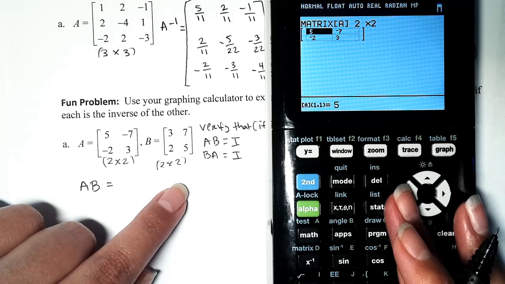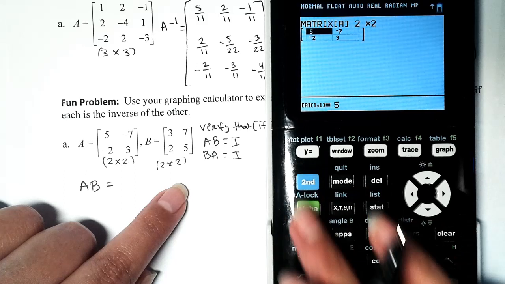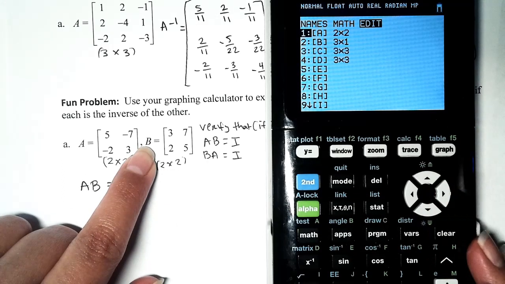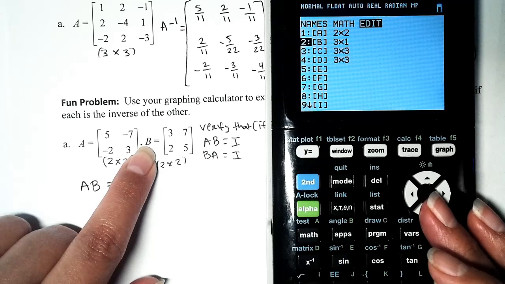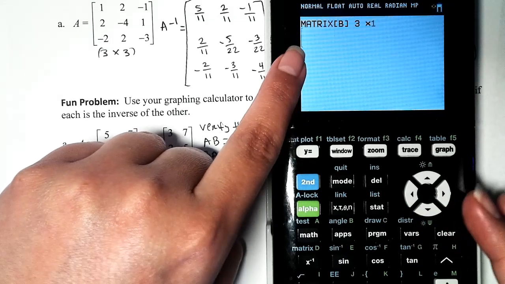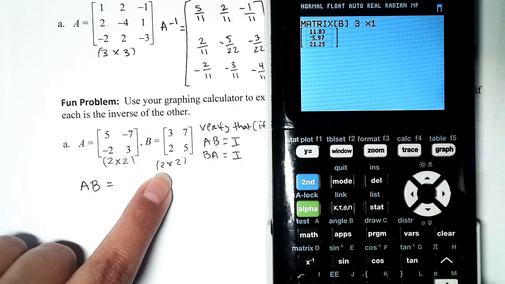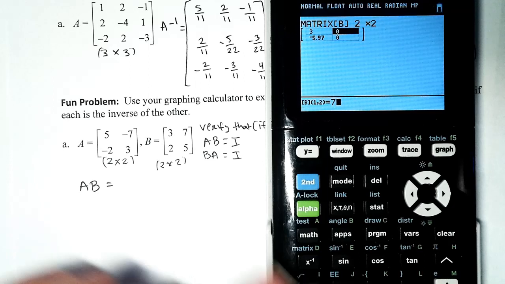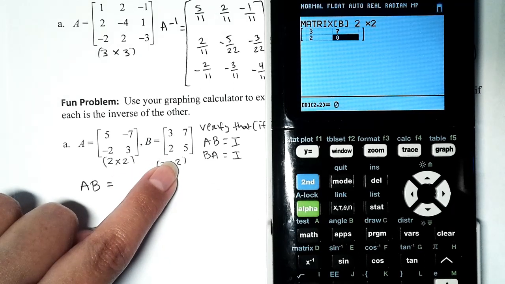So we're gonna do again second matrix, and we want to edit matrix B. So we use our side arrows, and then we drop down. We're at matrix B. Cool. Enter. And we want it to be a 2 by 2 matrix. Fantastic. And then we edit it. So the elements are 3, 7, 2, 5. Cool. So let's come back home.